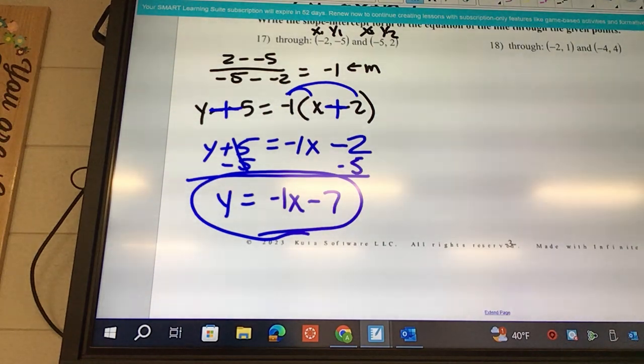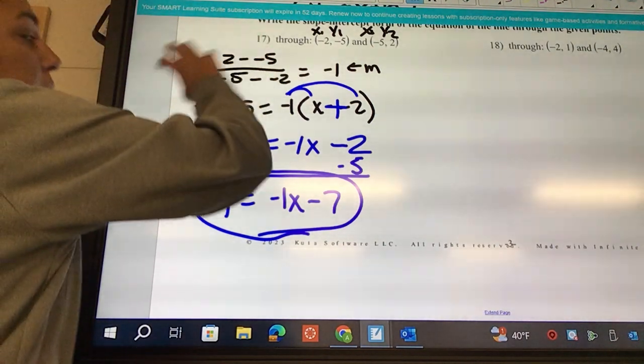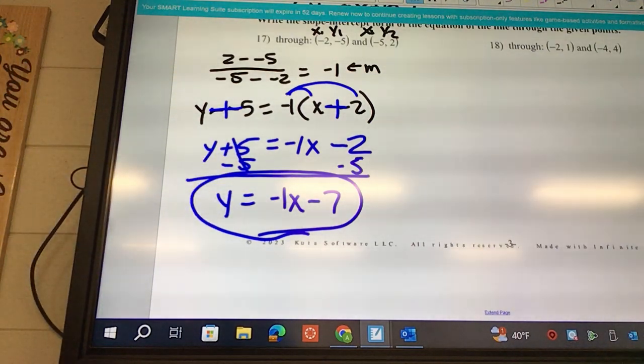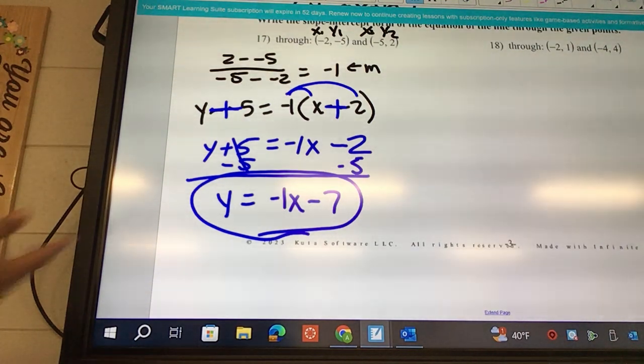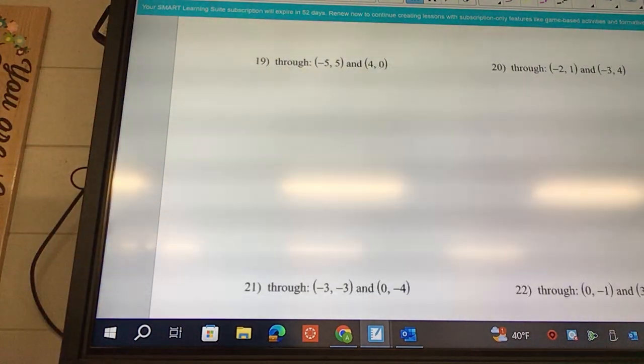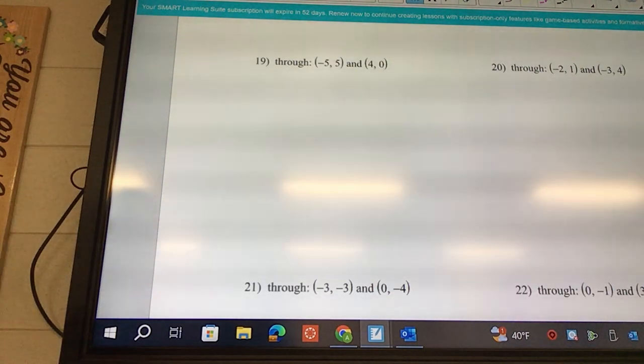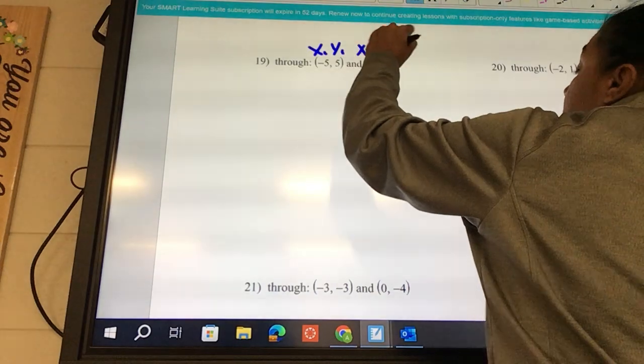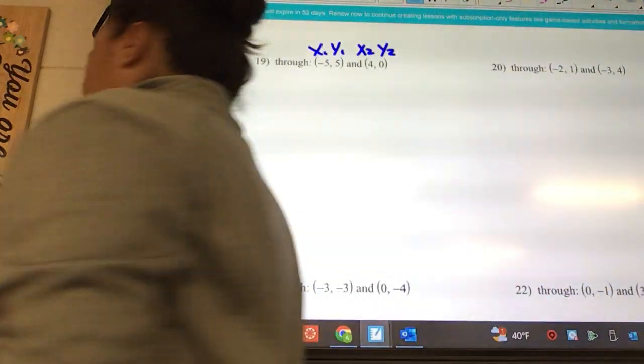So again, you're gonna find the slope and then put it in point slope, and then you're gonna distribute and then add or subtract. The steps are the same every time, so that part is kind of nice. I don't wanna say much thinking involved, but the steps are repetitive at least. So we can say x1, y1, x2, y2. It's gonna look like 0 minus 5 over 4 minus negative 5.